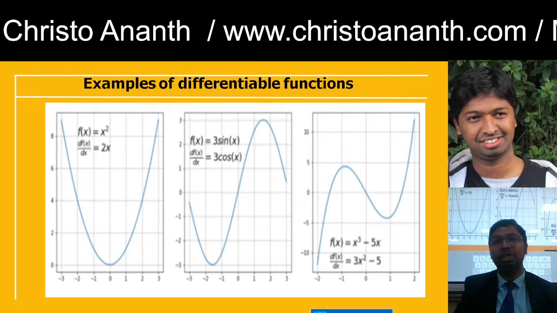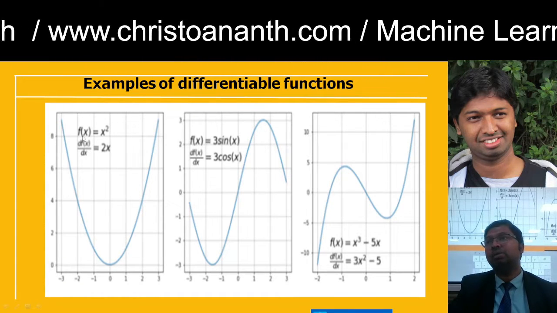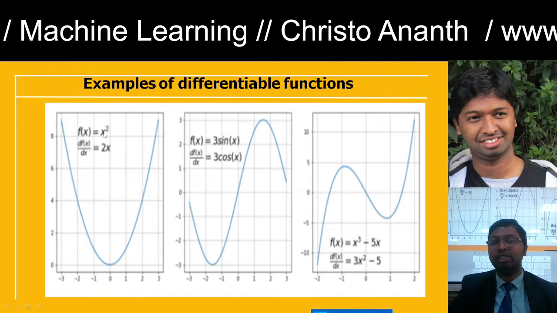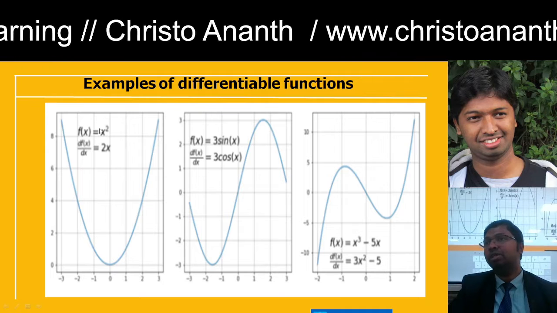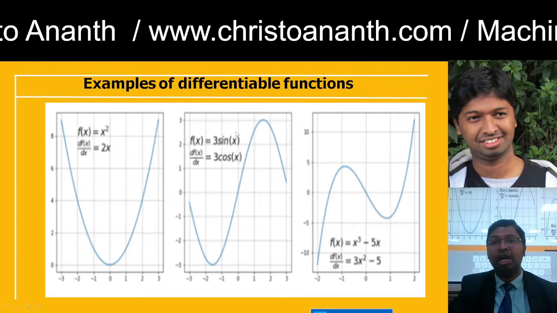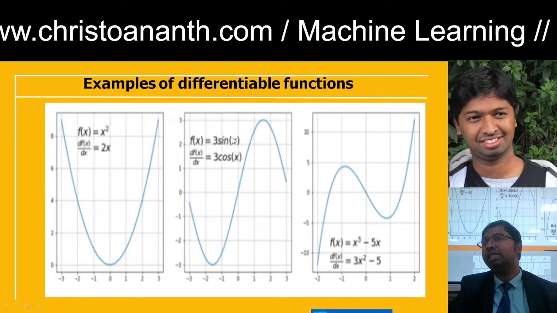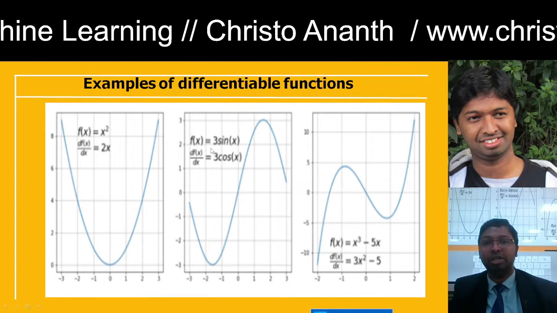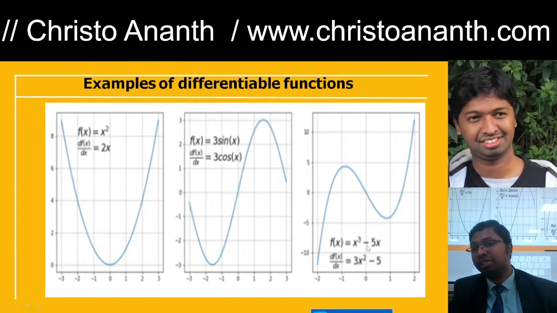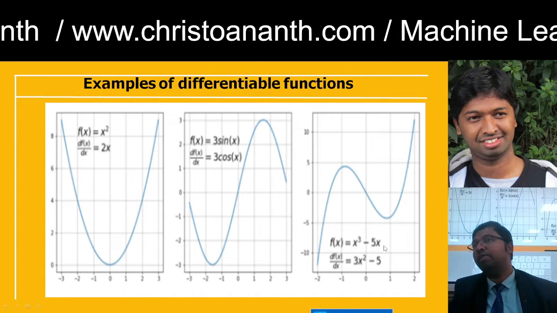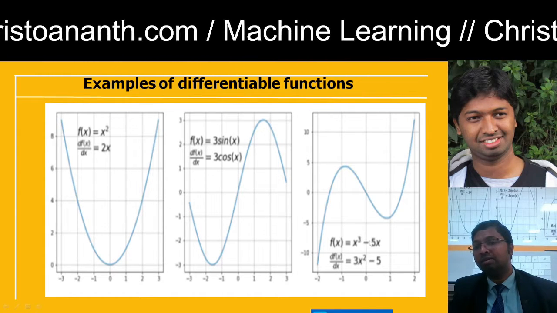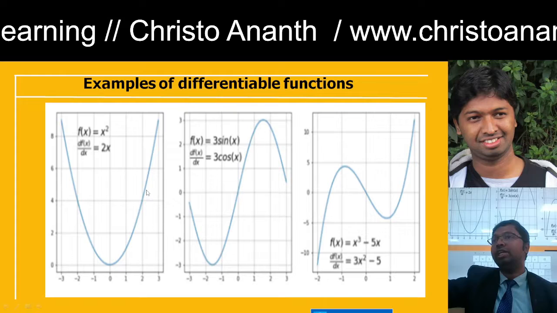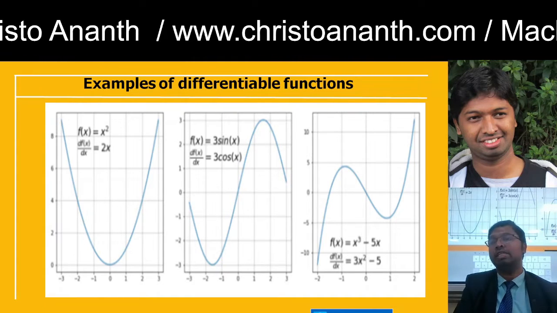These are examples of differentiable functions. For example, f(x) = x². If you differentiate, df(x)/dx, the differentiation of x² is 2x. Similarly, 3 sin x: if you differentiate sin x, you get cos x, so 3 cos x. And similarly f(x) = x³ − 5x: the derivative is 3x² − 5, as 5 multiplied by 1 is 5. So for each of these curves, it is differentiable, which means that the gradient descent algorithm is suitable.